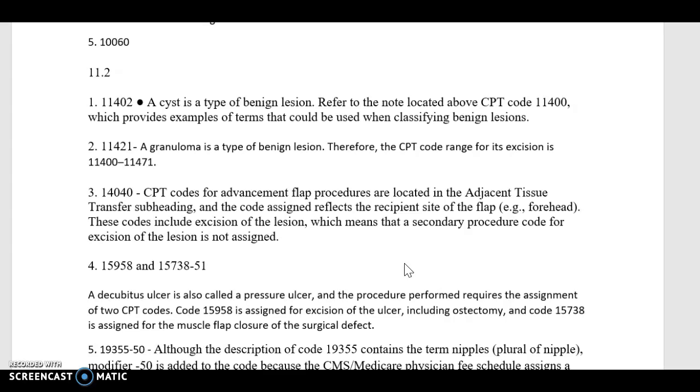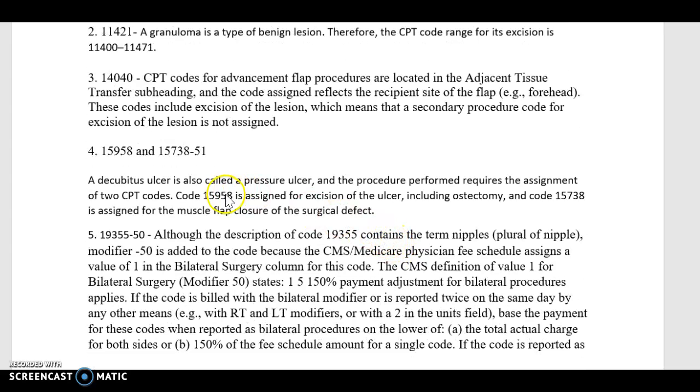When we do an adjacent tissue transfer or any type of flap, okay, these codes include the excision of the lesion. So that means you do not code an excision code and the flap code. You only code one. Okay, this one here, we have the ulcer codes. So we have two CPT codes. The first one here is for the excision of the ulcer, including the osteectomy.